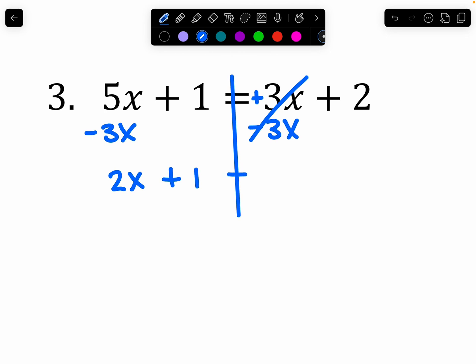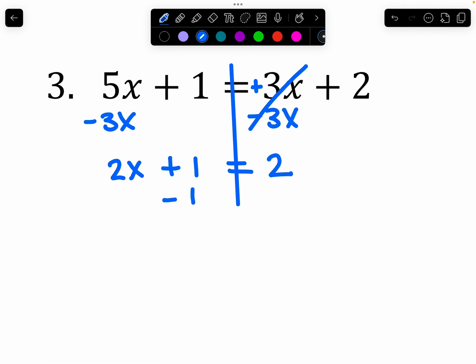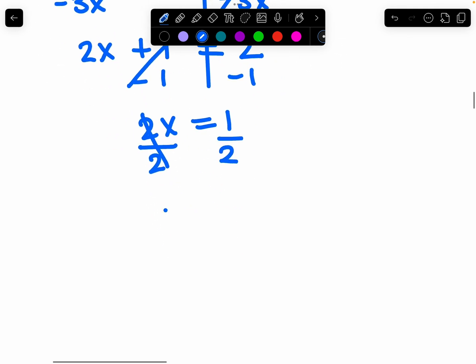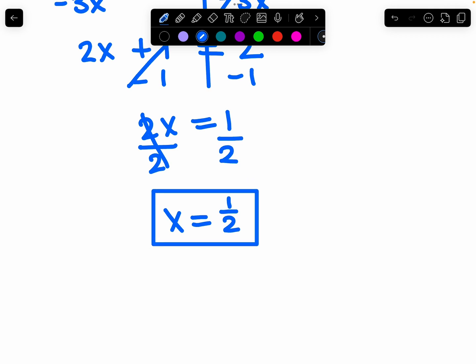I'm going to bring down my plus 1, and I'm going to bring down that positive 2 on the right-hand side that I haven't done anything with. From here, I'm going to go ahead and subtract 1 on both sides. I've got 2x is equal to 1. And then in order to separate the 2 and the x, I am going to divide both sides by 2. And we get that x is equal to 1/2.